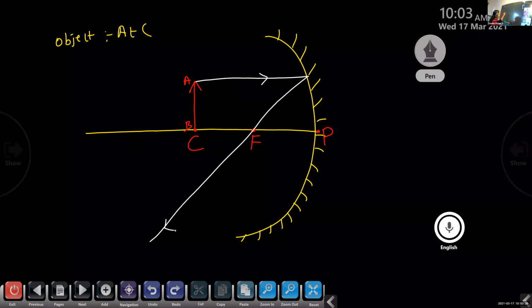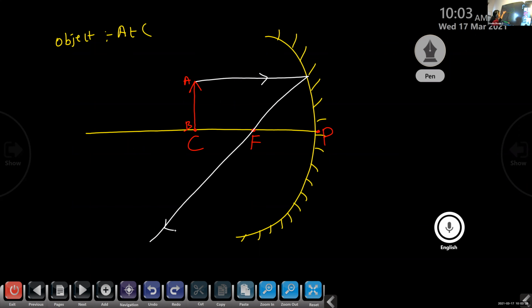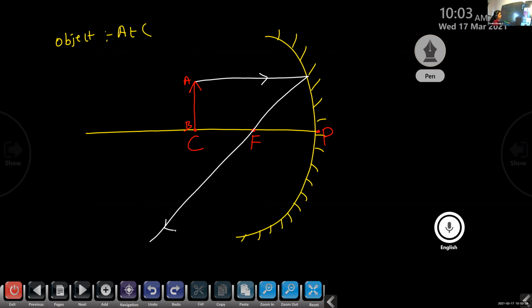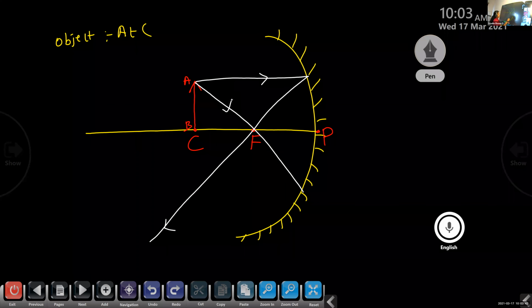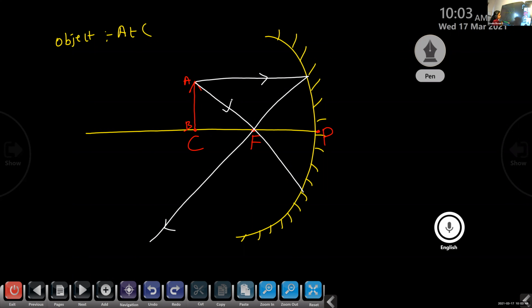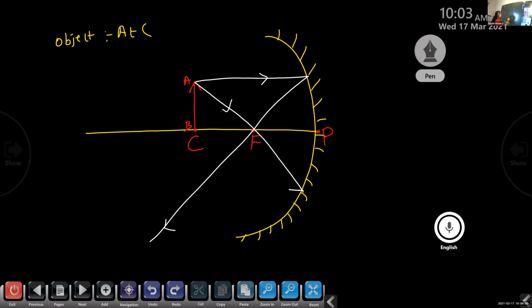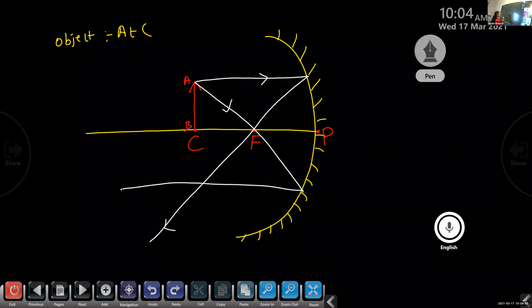In this case, we are placing the object at C, so we cannot draw the ray through C. Instead of that, we have one more ray, the one through the principal focus. The ray of light that enters through the principal focus, after the reflection, what happens to that ray of light? It becomes parallel to the principal axis. That is just like this, right?